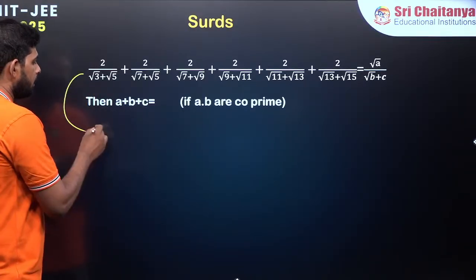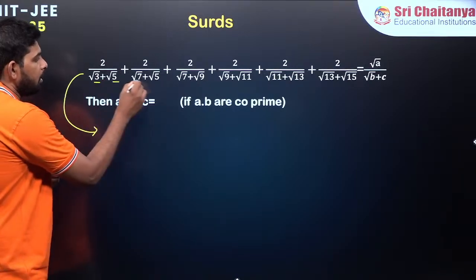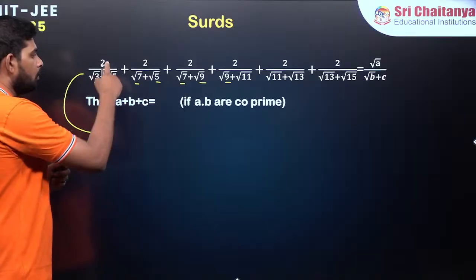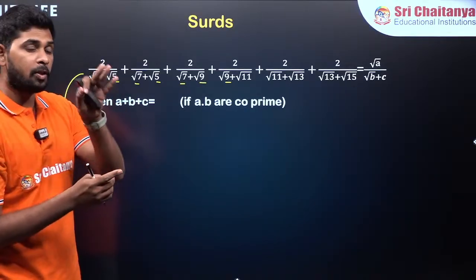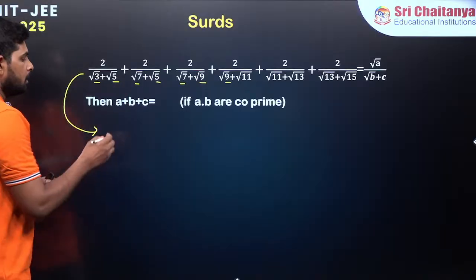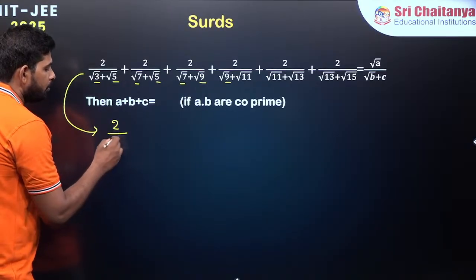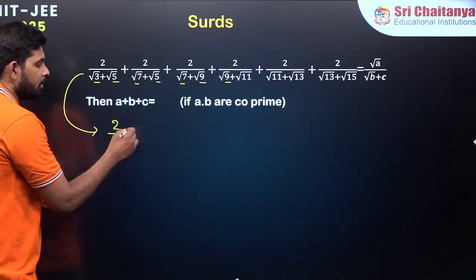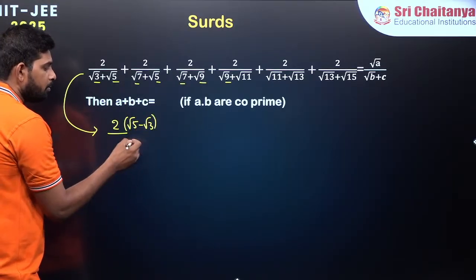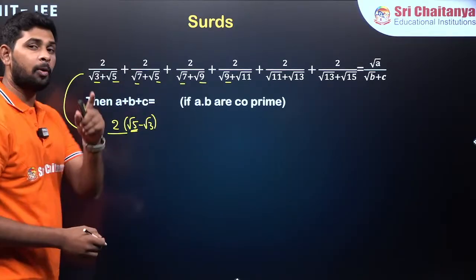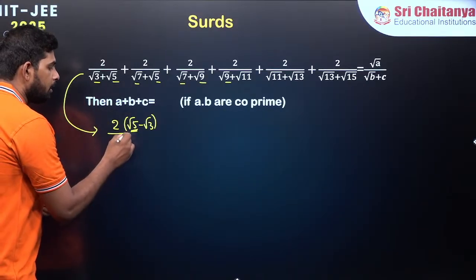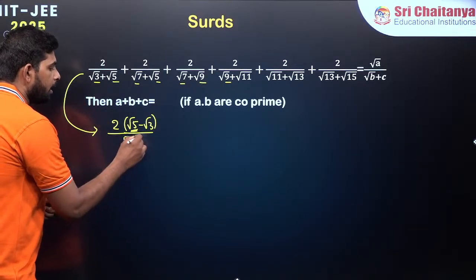Now you can see that there is a series with numbers here: 3, 5, 5, 7, 7, 9. All these are odd numbers. To add these numbers, I need to have them in the numerator. For that, I am going to rationalize. So 2 divided by, what is the rationalizing factor for this one? We know that it is root 5 minus root 3. I am taking the bigger number first so that I get a positive number in the numerator. And in the denominator you can see that it is 5 minus 3.